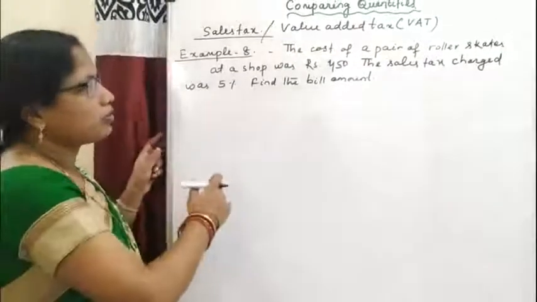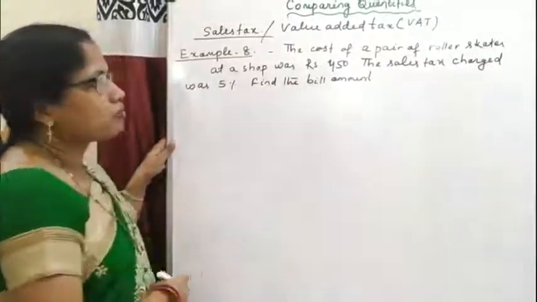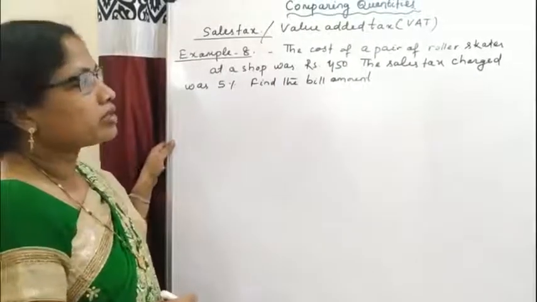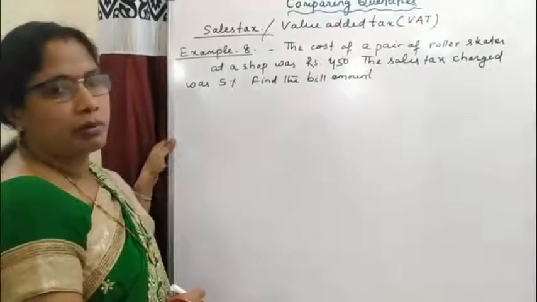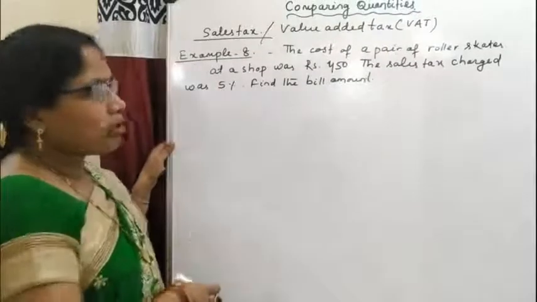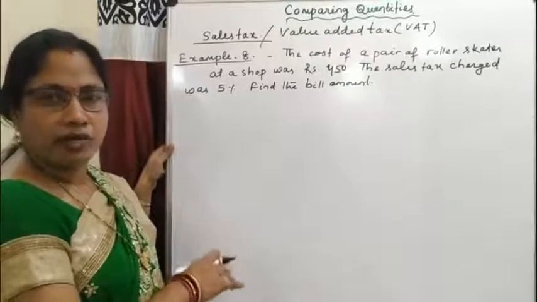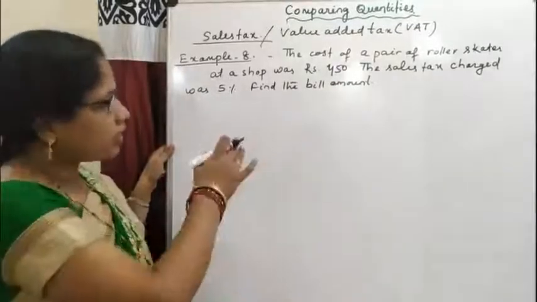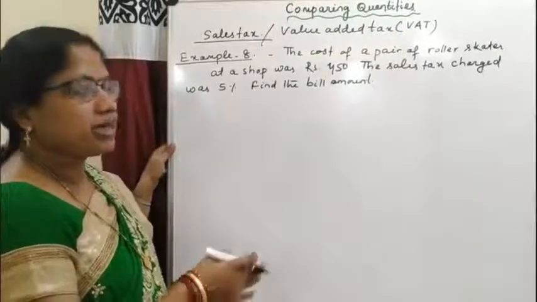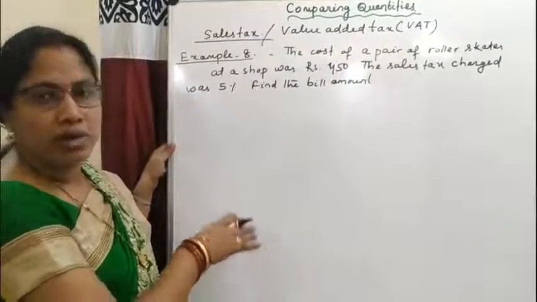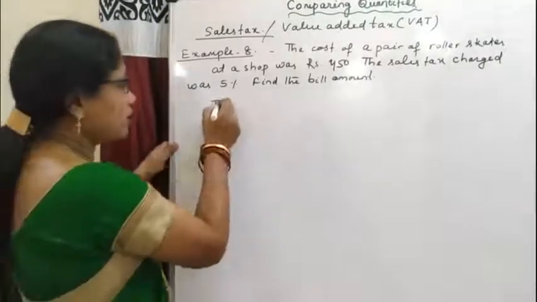First example: the cost of a pair of roller skates at a shop was rupees 450. The sales tax charged was 5%. Find the bill amount. You learned before about discount. Discount is always subtracted from the list amount. But here the sales tax or value added tax is added to the mark price or list price of the item.